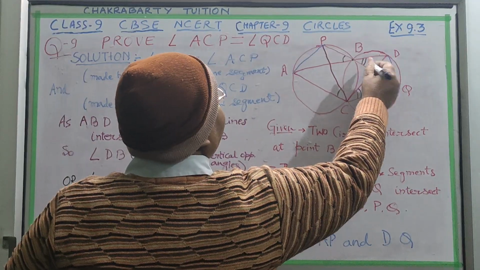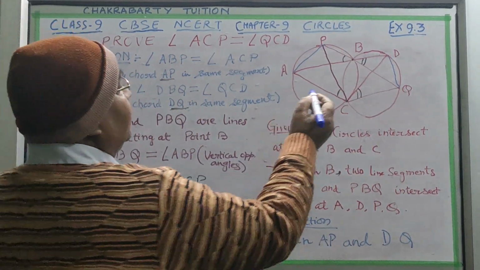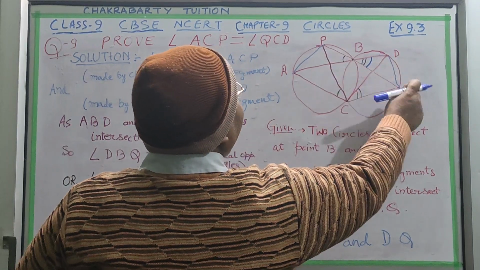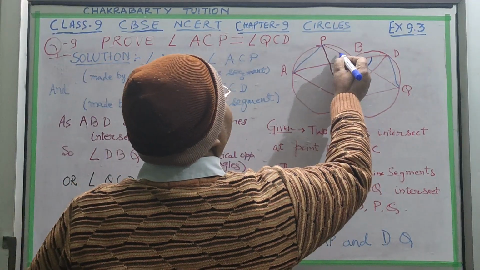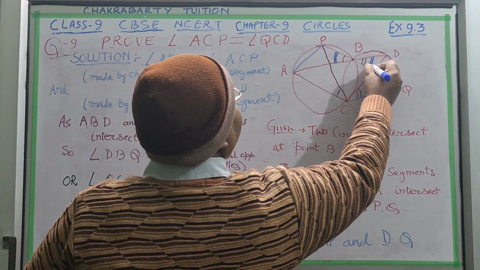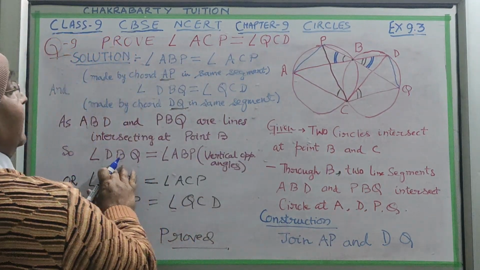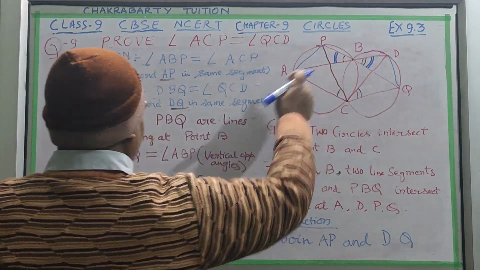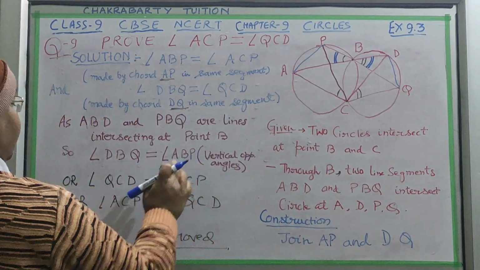This angle, I will change the pen. So this angle, DBQ, because lines are crossing, so vertically opposite angles are there. So this angle will be equal to this angle. This and this angle will be equal because they are vertically opposite angles. So what we can say, DBQ is equal to ABP also we can say.